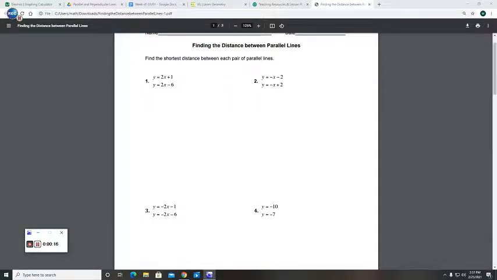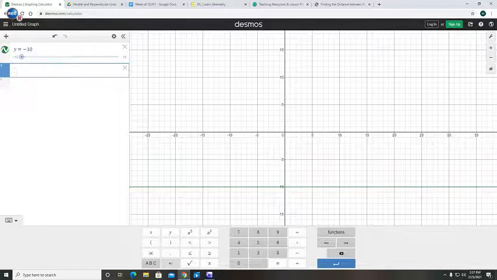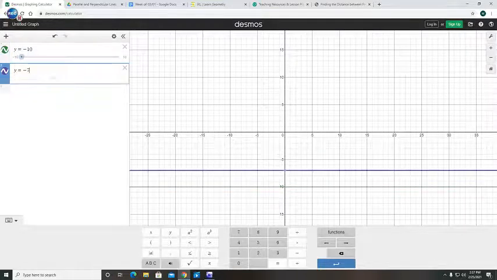So say these are your two lines, y equals -10 and y equals -7. All right, so here they are. You've got the purple one and the green one. Obviously, they're 3 units apart. Just count 1, 2, 3. Super easy.